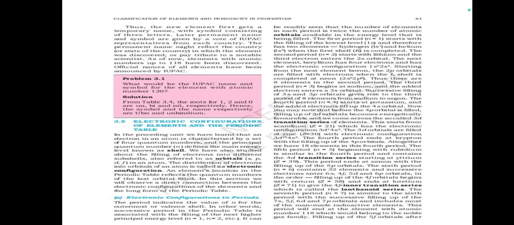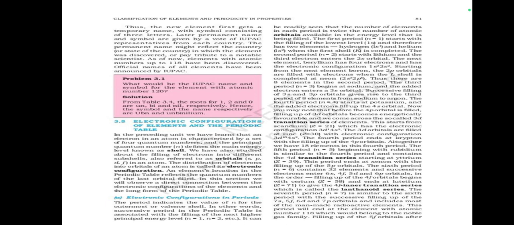The sixth period, n is equal to 6, contains 32 elements, and successive electrons enter 6s, 4f, 5d, and 6p orbitals. In order, filling up of the 4f orbitals begins with cerium, Z is equal to 58, and ends at lutetium, Z is equal to 71, to give the 4f inner transition series, which is called the lanthanoid series.